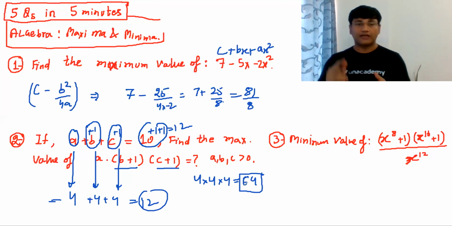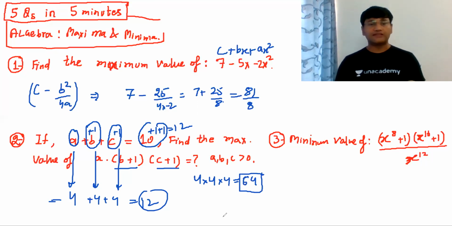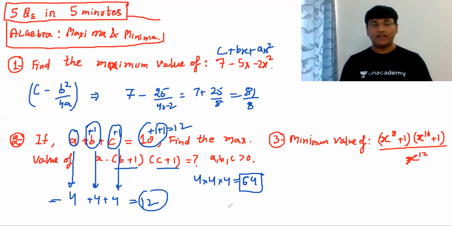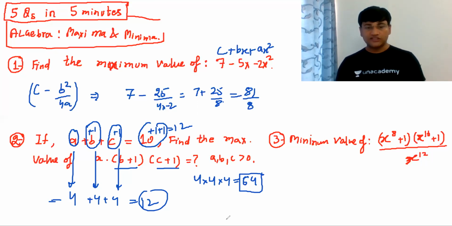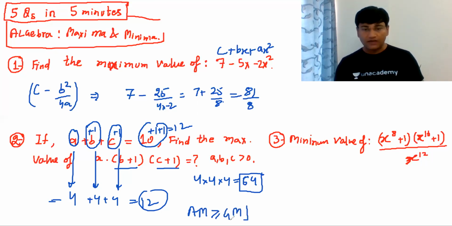So guys, the rule, just remember the rule. If sum is given, product is maximum when all values are equal. Also this is based on the funda of AM greater than equal to GM. But this one, the one I am telling you, is easier to use and learn. So kindly use it like this.